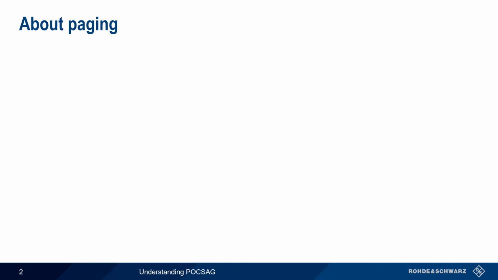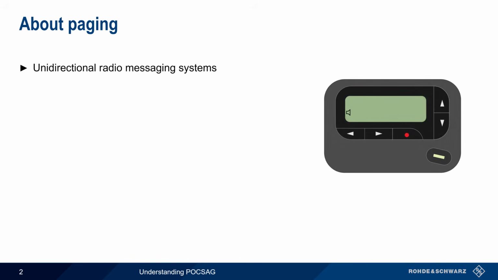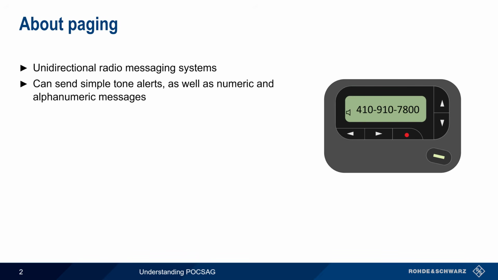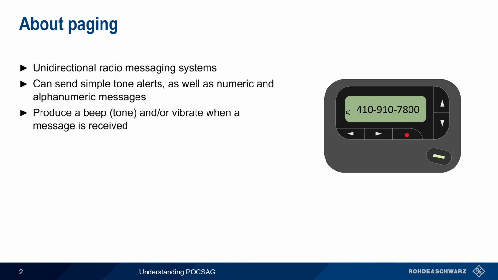Let's start by explaining paging. The term paging can refer to a family of unidirectional radio messaging systems that can transmit simple tone alerts, numeric messages such as phone numbers, as well as alphanumeric messages. Pagers typically alert users to an incoming message by vibrating or by playing a tone or beep. And this is why pagers are sometimes referred to as beepers.